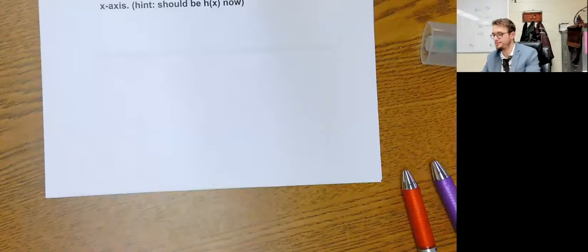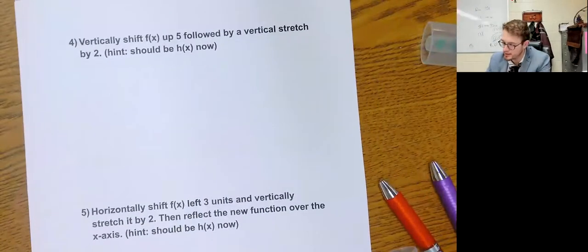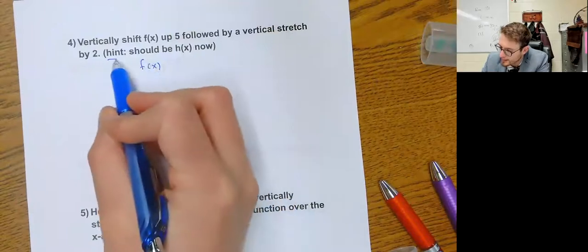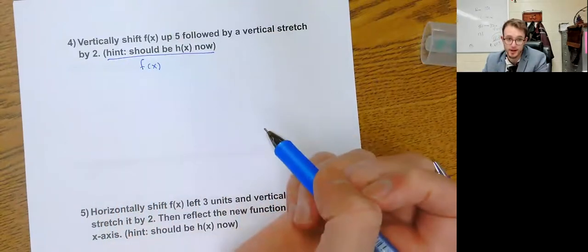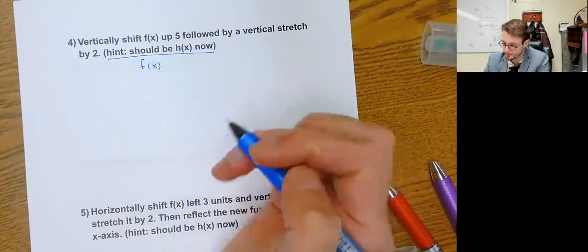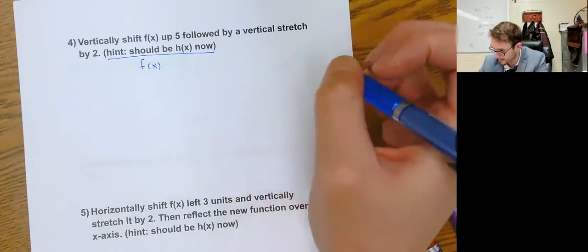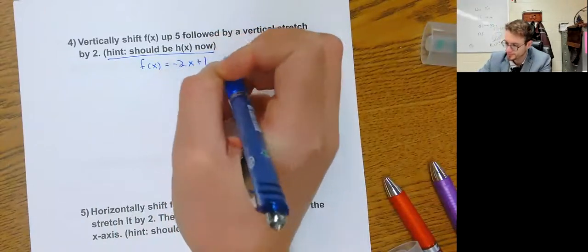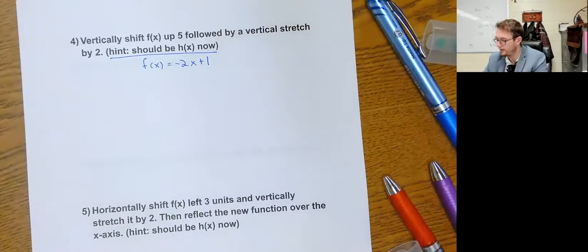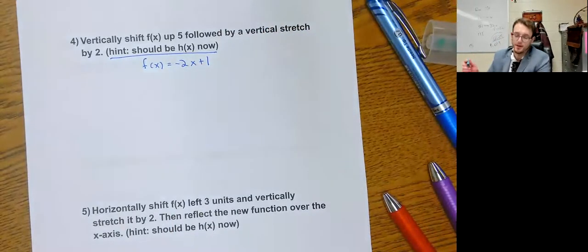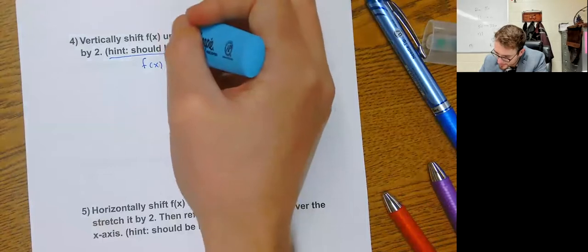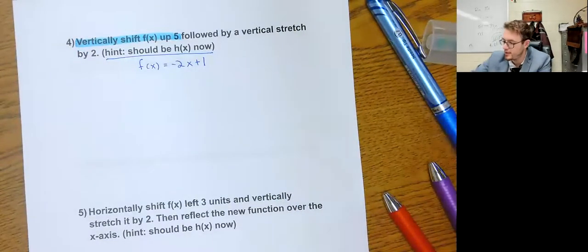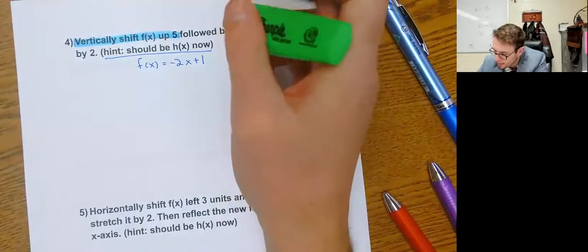Over there, number 4, we're still using the same f of x. Got a hint here, should be h of x now, so that means we're going to have to do a couple things. Okay, and it's negative 2x plus 1. Vertically shift f of x up 5. And then there's this key word that I want to highlight that says followed by.